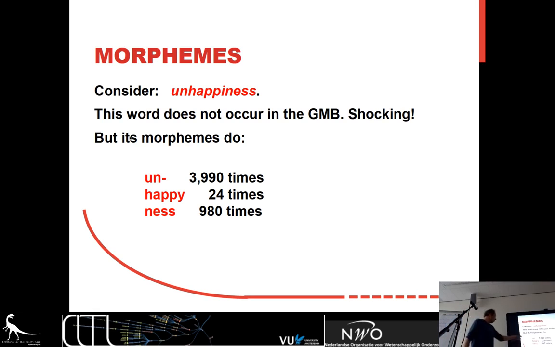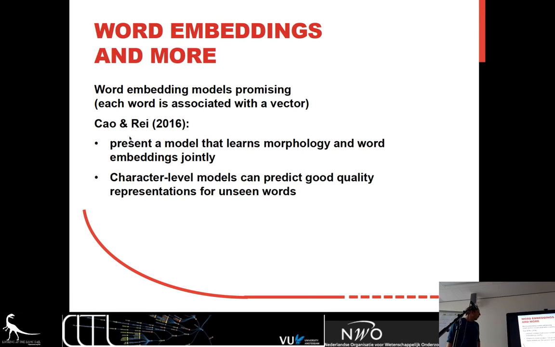But if you split them into morphemes, then look at that. That's not bad. Un is 4,000 times. Happy, maybe it's not a very happy corpus, only 24 times, and ness 9 or 8 times. You see, there's something interesting going on there. So we can do something there, and people are actually looking at that right now.